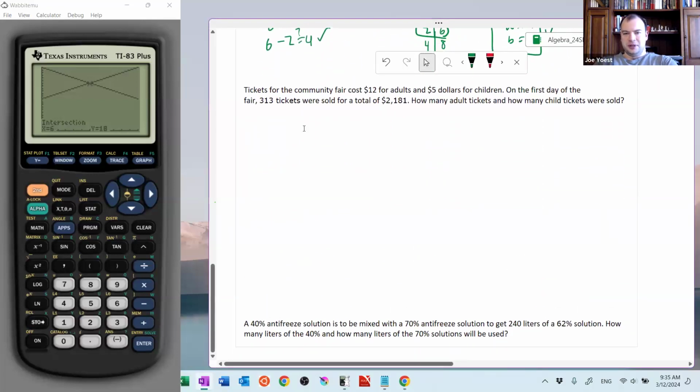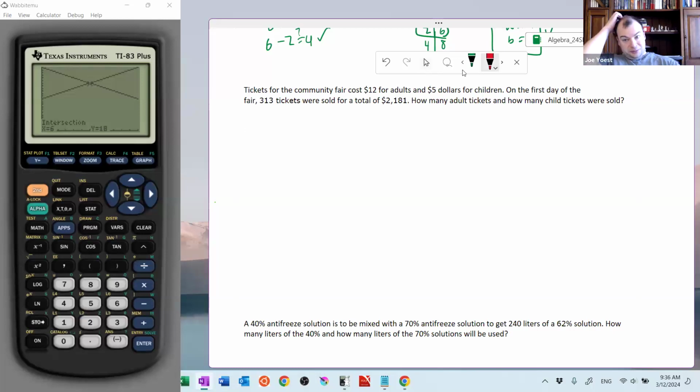Okay, so let's work through a couple more. Tickets for the community fair cost $12 for adults and $5 for children. On the first day of the fair, 313 tickets were sold for a total of $2181. How many adult tickets and how many child tickets were sold?